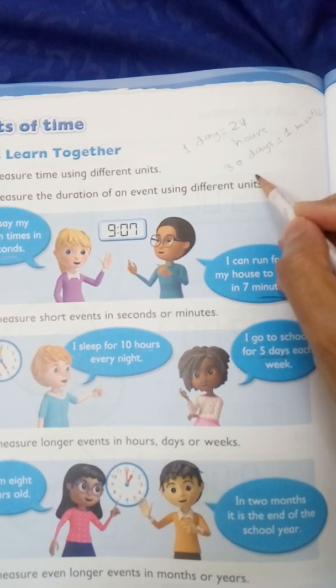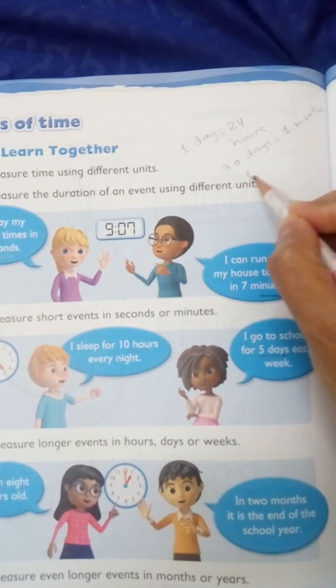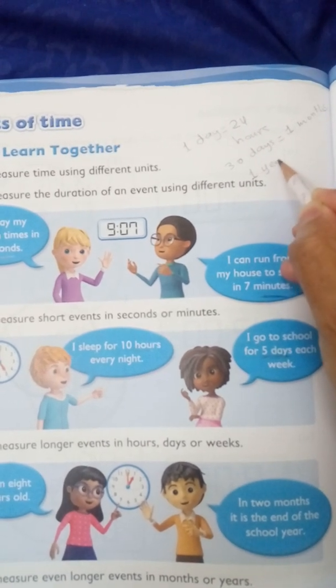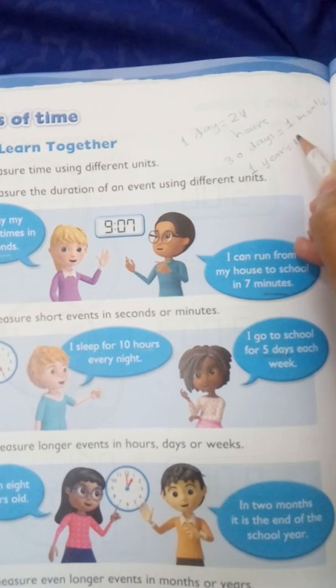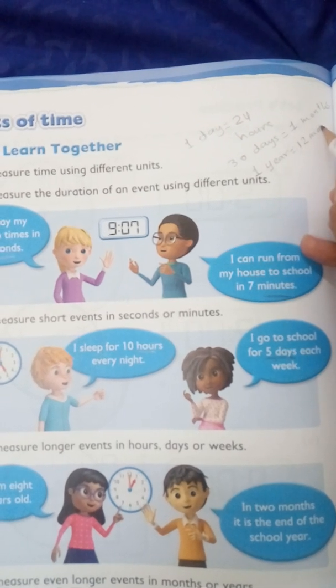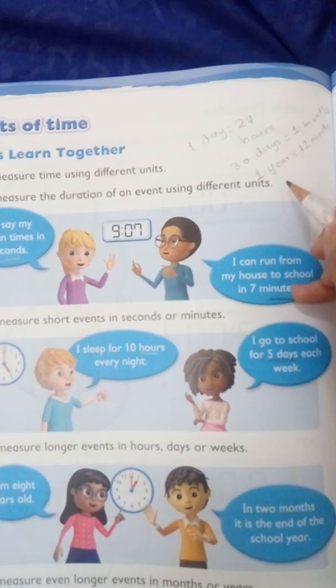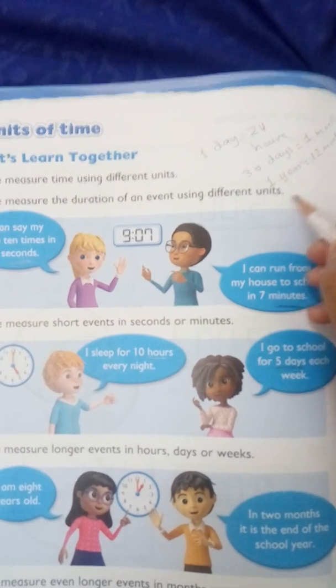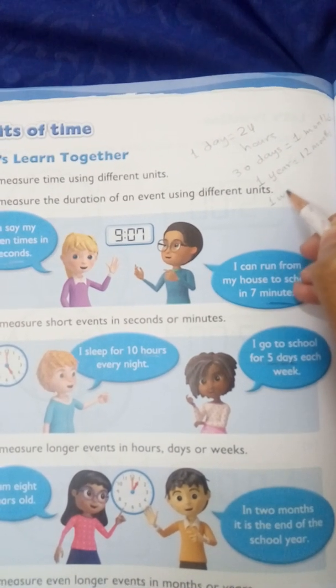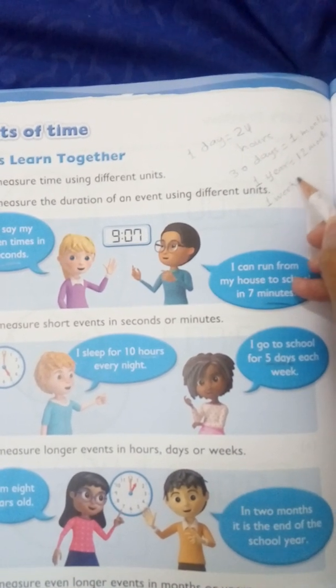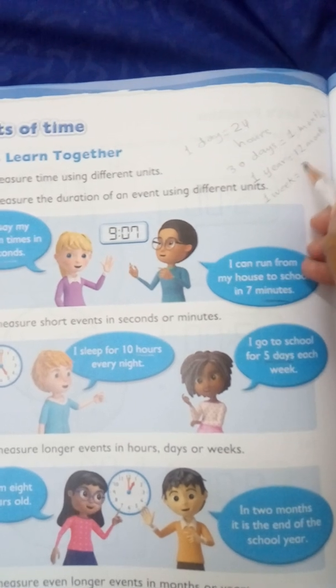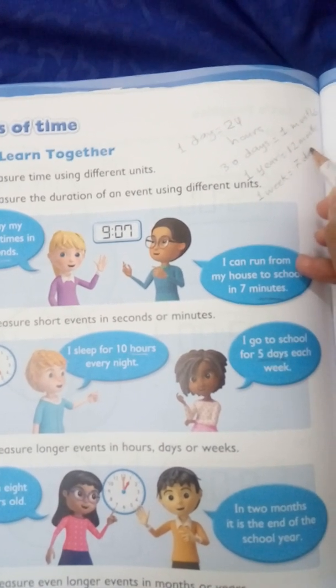How many months do I need to make 1 year? To make 1 year, I need 12 months. What else? What can you tell me more? What about 1 week? How many days? In each week do we have how many days? We have 7 days. Okay?